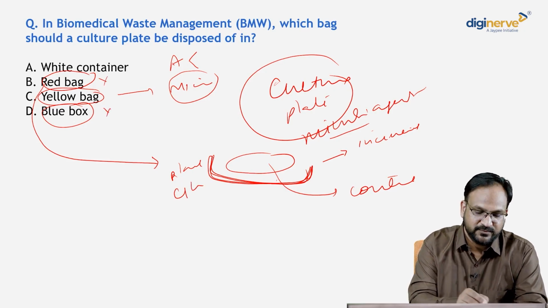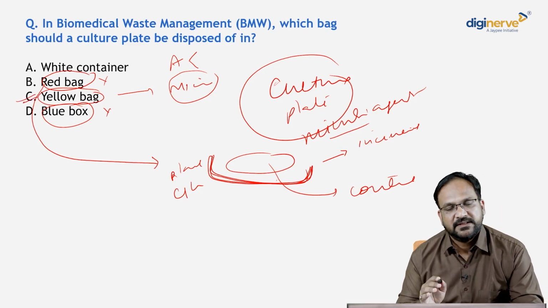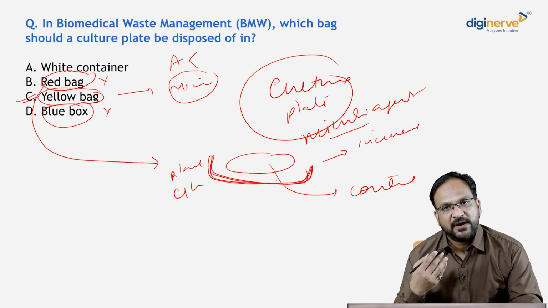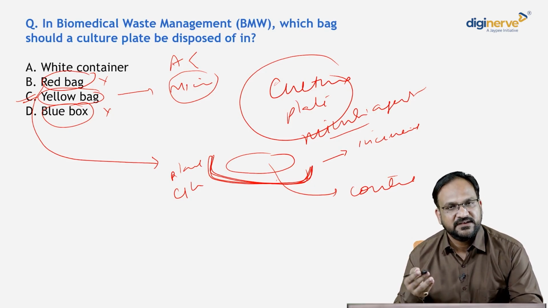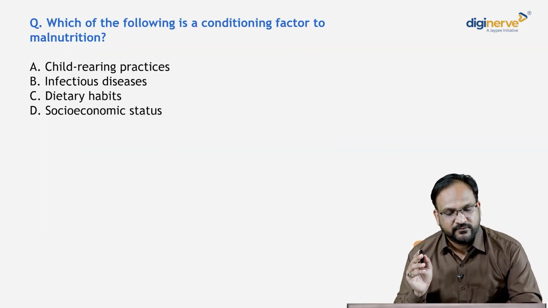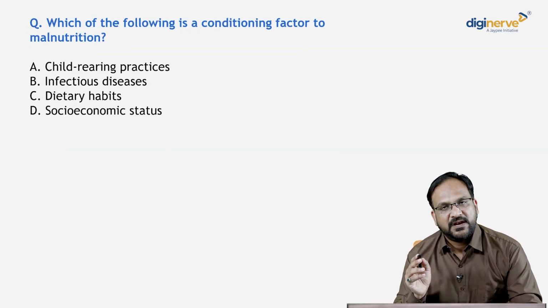So we have only one option remaining, because it might be possible they are asking about the microbiological waste, which is to be discarded in the yellow bag. So the answer will be C here. Then, which of the following is a conditioning factor to malnutrition?